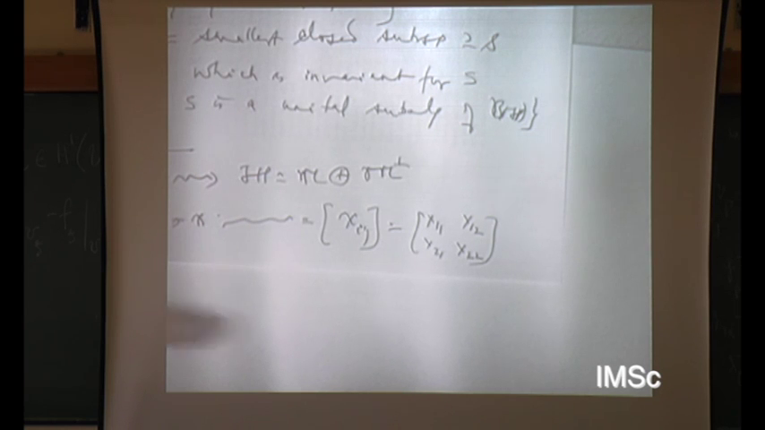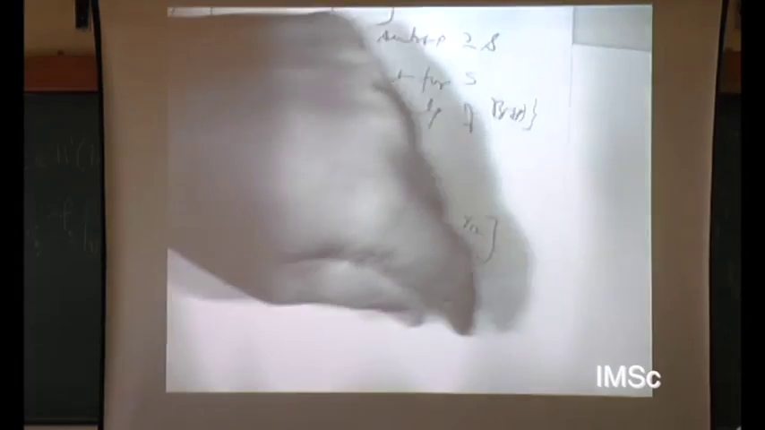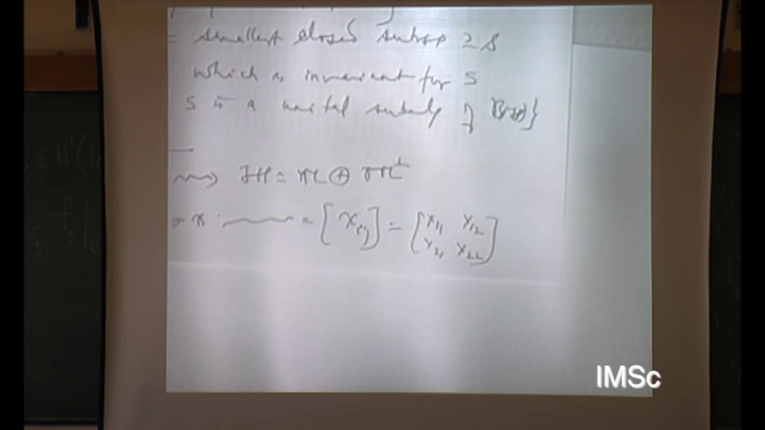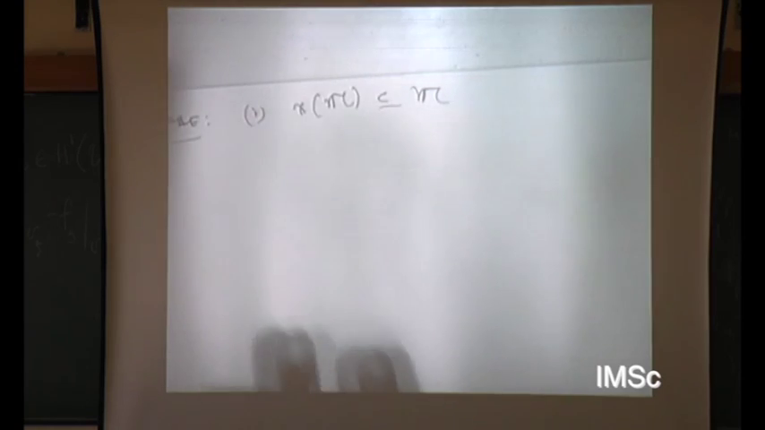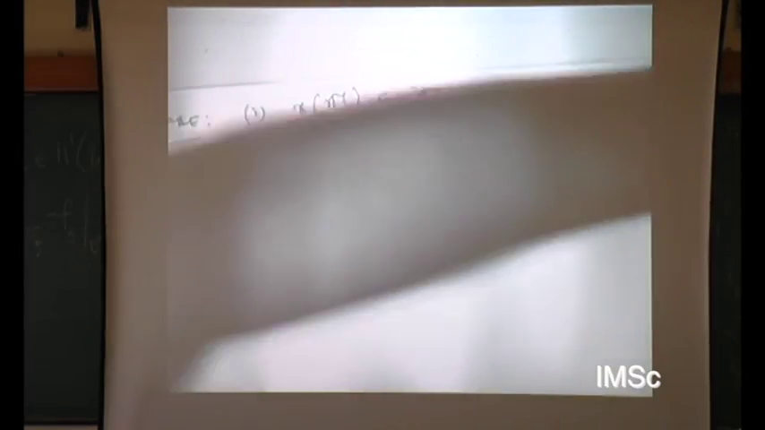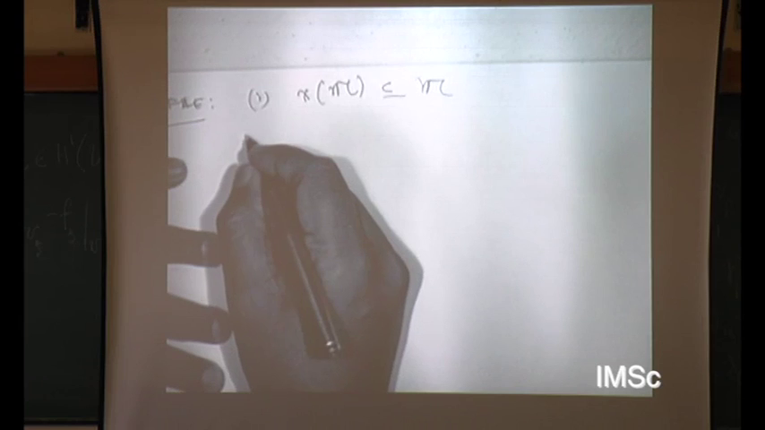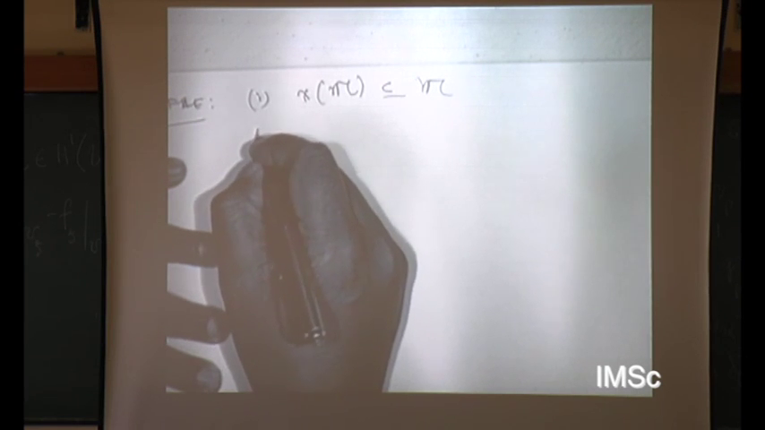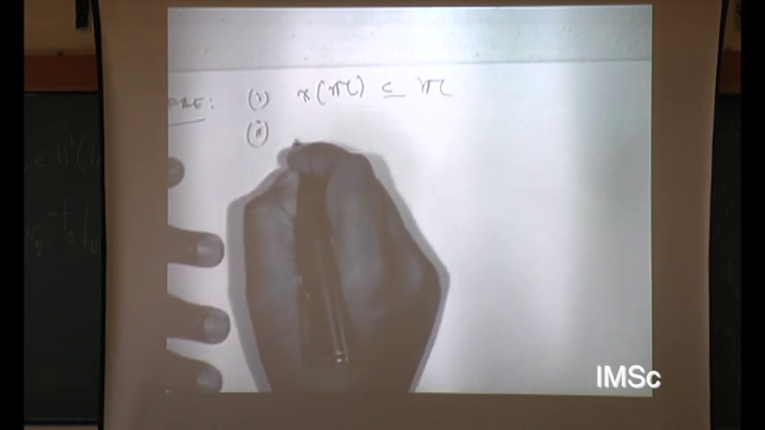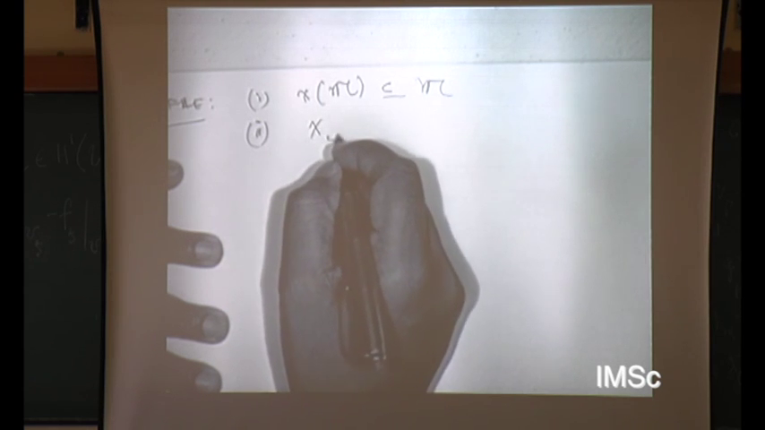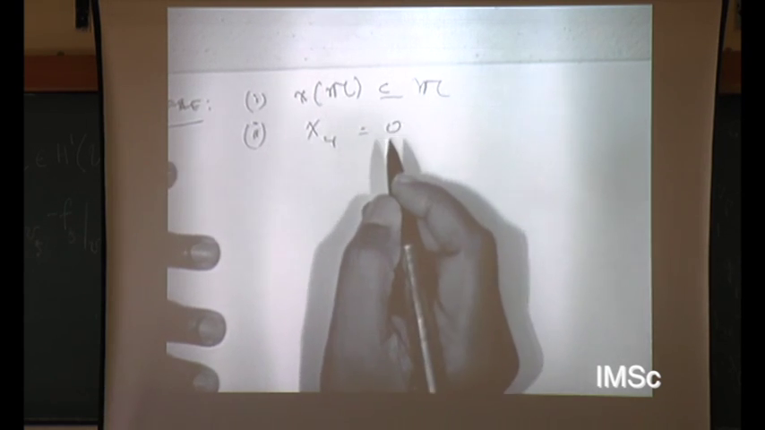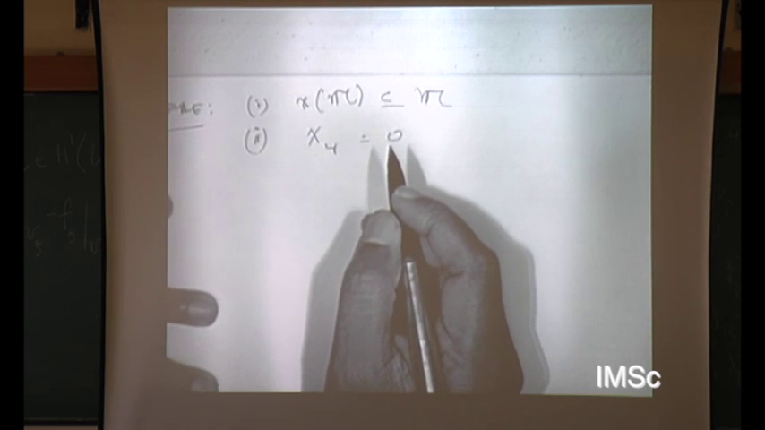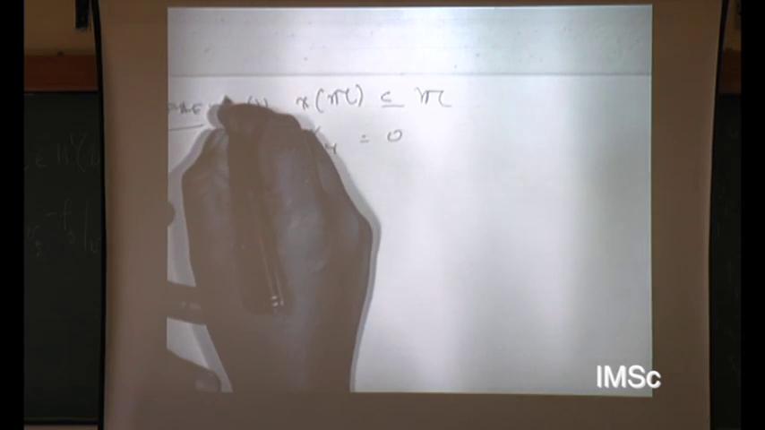And if you apply this to such a thing, you will get X11 psi, X21 psi. X21 is 0. No, I haven't said X21 is 0. So I want to say this is equivalent to saying that X21 is 0. So this is the first problem.